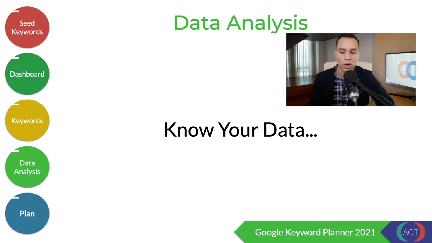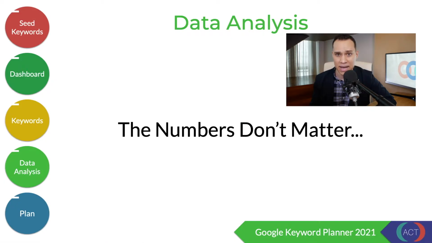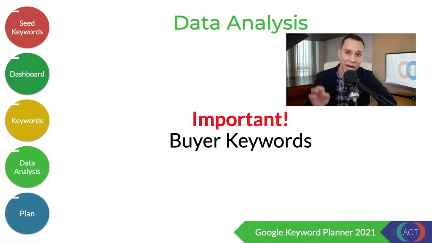Now let's actually figure out what keywords we should be adding to our campaign plan. And a huge mistake you want to avoid here is looking at average monthly searches, because those really don't matter. As long as the keyword represents a buyer, if 2 or 3 people search a month, those are 2 or 3 potential customers. So we're going to add it to our list.